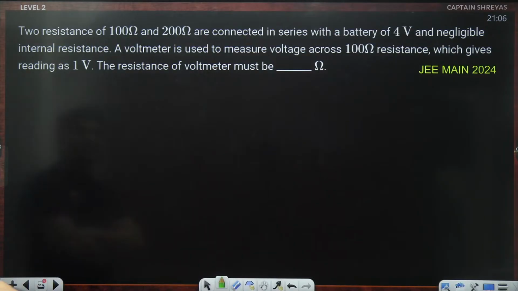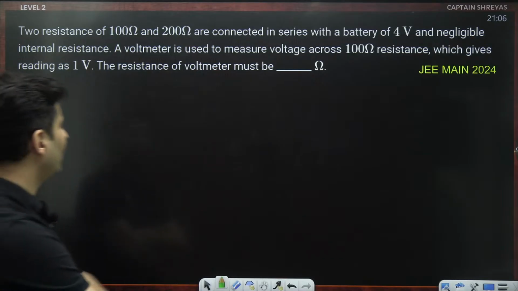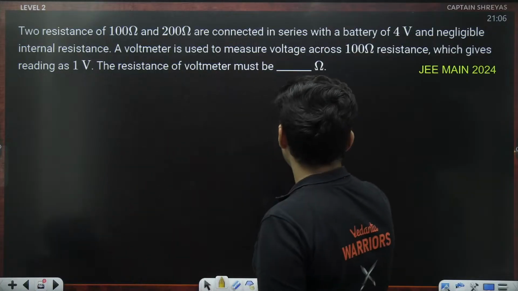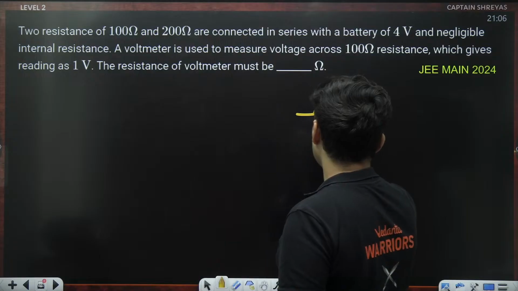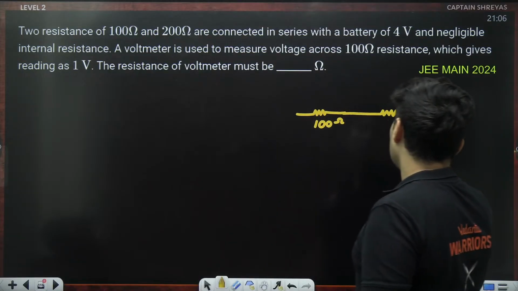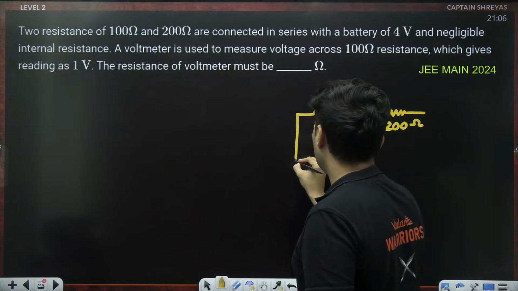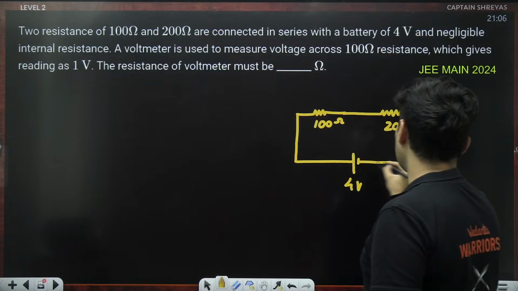Two resistances are connected in series with a battery, negligible internal resistance. A voltmeter is used to measure the voltage across 100, which gives the reading as 1. Okay, I think it's better to draw this circuit diagram. Two resistances are connected in series. This is 100 ohm and this is 200 ohm, and it is connected across a battery of how many volts? 4 volts. Okay, perfect.